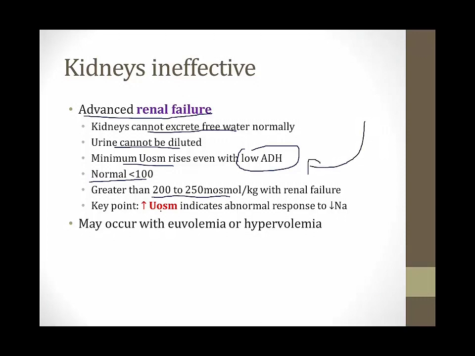And a key point here is that high urinary osmolarity in the setting of hyponatremia indicates an abnormal response to the low sodium levels, and that means there is a problem with the kidneys. And then finally, you might think that if the kidneys cannot excrete free water, the patient would have signs of hypervolemia like lower extremity edema and elevated jugular venous pressure. However, it turns out that in clinical practice, hypervolemia is not a reliable sign in the setting of advanced renal failure, and patients can develop hyponatremia even when they appear euvolemic on clinical exam.